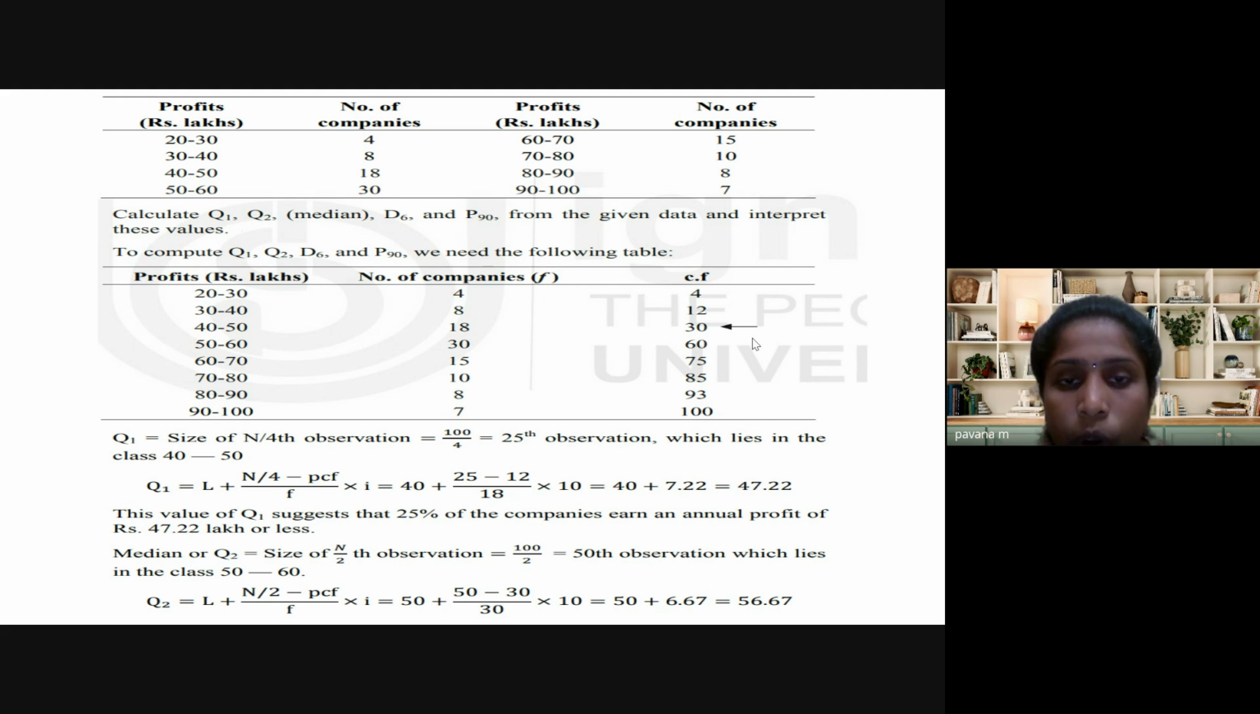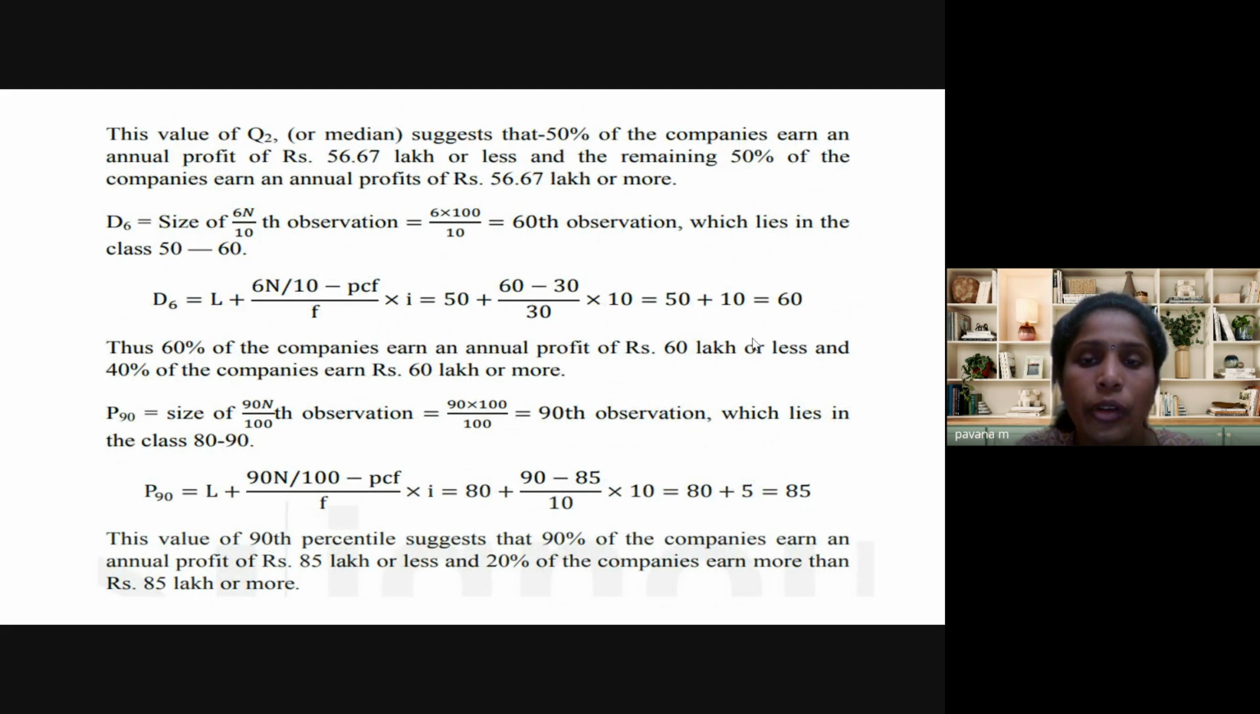That is required for Q2. So Q2 is equal to L plus N by 2 minus PCF by F into I. Again L means the lower limit of 50 to 60, which is 50. So 50 plus N by 2, 100 by 2 means 50, 50 minus PCF, that means the preceding cumulative frequency. For 60 in the cumulative row, the value preceding 60 is 30. So you are considering the 30 PCF by F. F means across 60 in the frequency table we have the value 30. So you take 30 into 10, and you will get 56.67. So that is Q2.